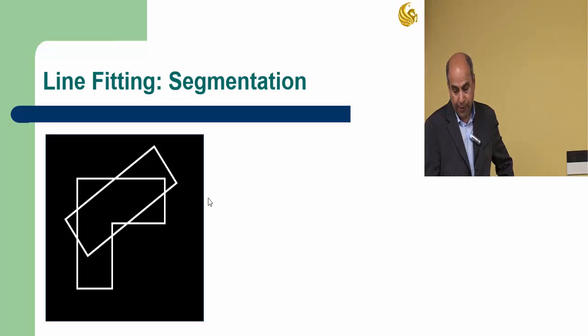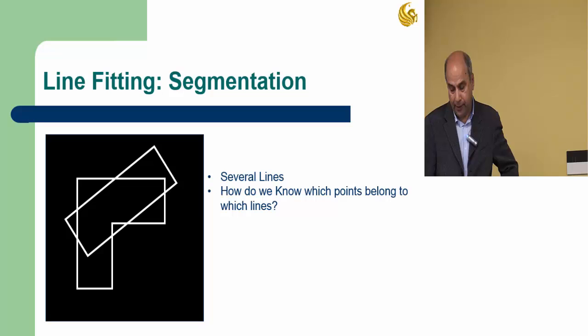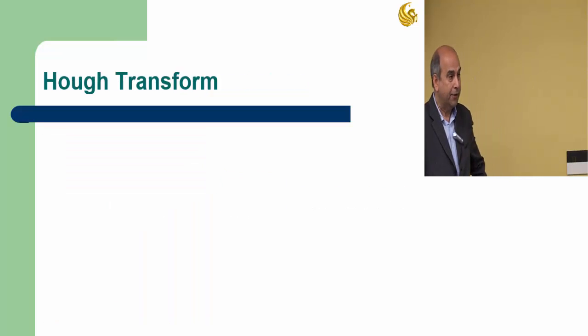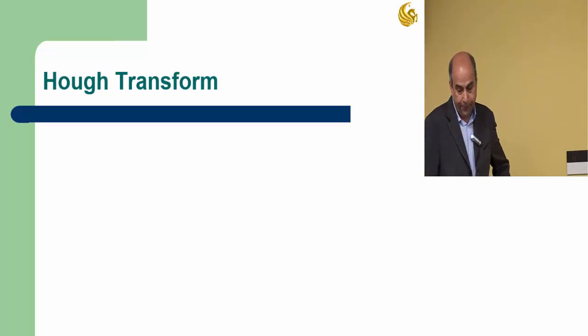Okay, so therefore that will lead us to the Hough transform. Now the real advantage of the Hough transform is that we can fit multiple lines without any segmentation, without separating which points belong to which line, which is very good. The least square fit will not work, which will have a problem.